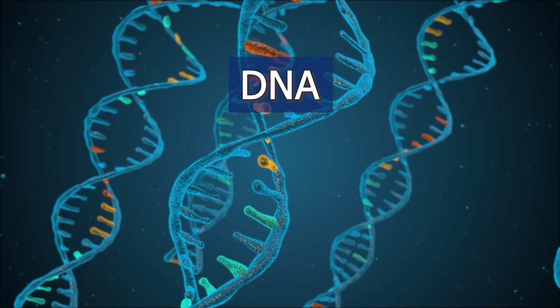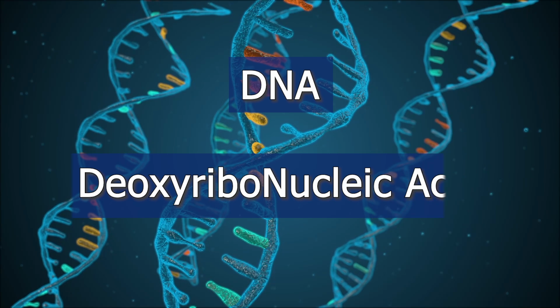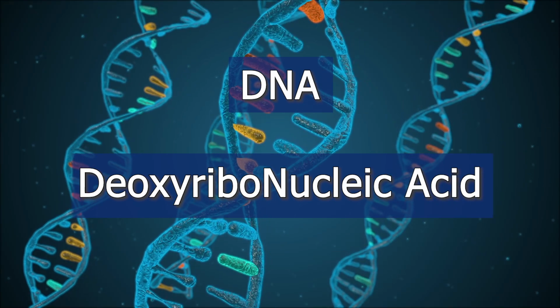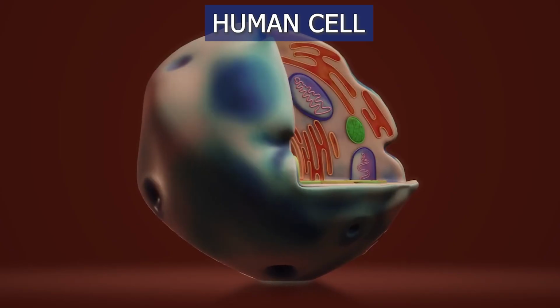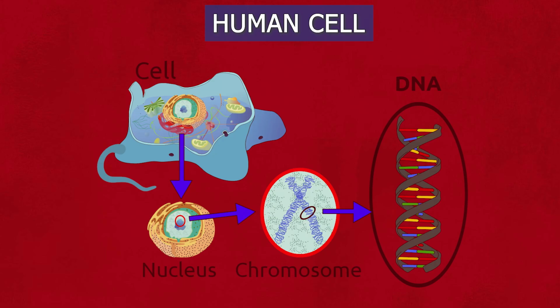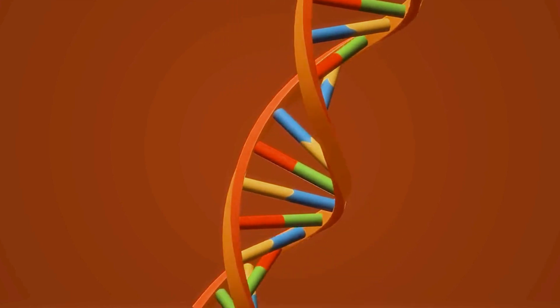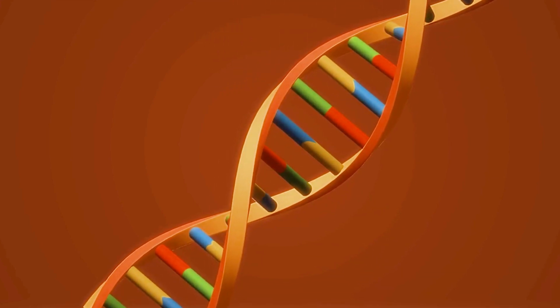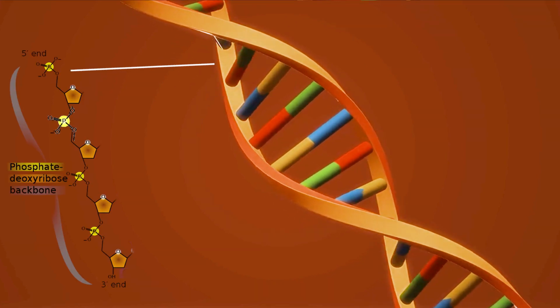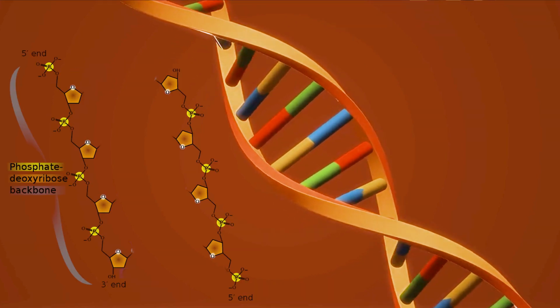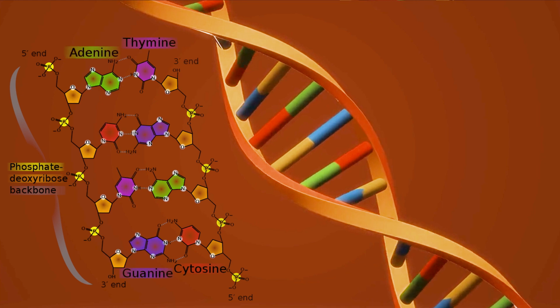But how do we do this? How do we look at DNA? DNA, short for deoxyribonucleic acid, is the macromolecule that carries genetic instructions in all living things. All bacterial cells and most human cells have DNA molecules. The molecule is composed of two strands that wind around each other, forming a helix, and each strand has a backbone made of sugar and phosphate groups. The two strands are held together by bonds between two nucleotides.